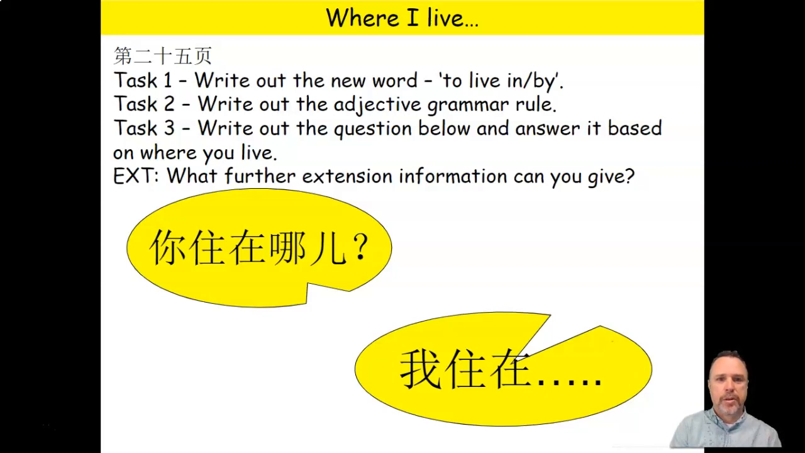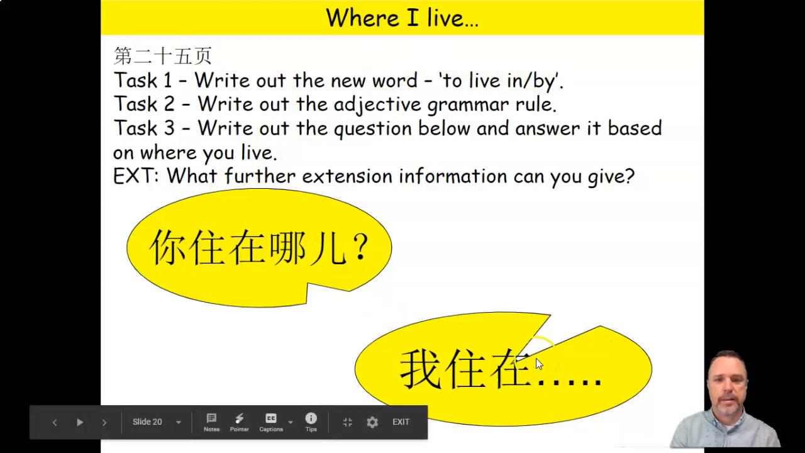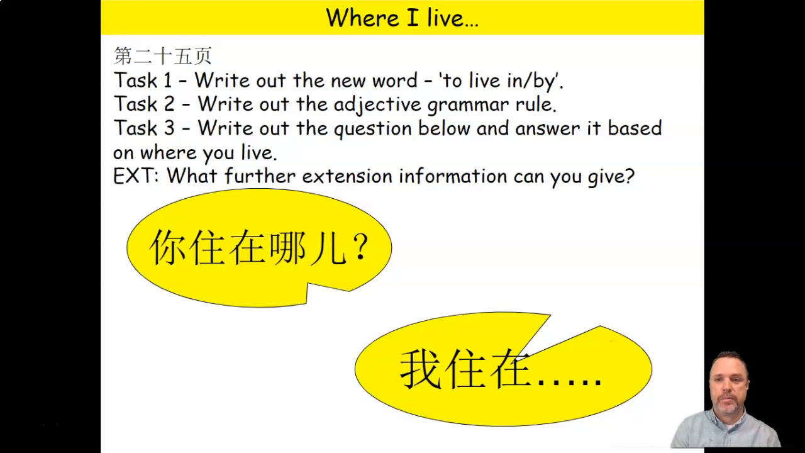And also what I'd like you to do is write out the question below and answer it based on where you live. So here's our question, 你住在哪儿? Where do you live? 我住在, I live in. And I'd like you to write a sentence or two about Coffs Harbour, if you can, or wherever you live, if it's outside town.